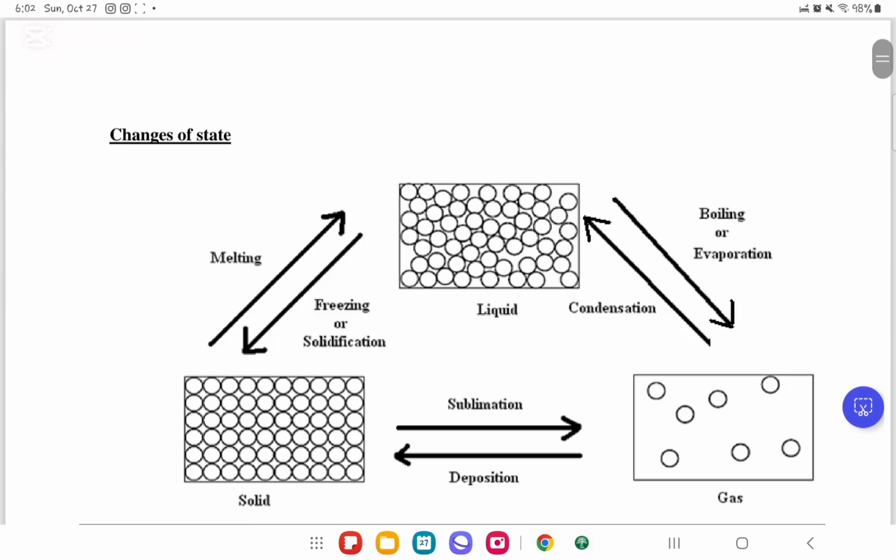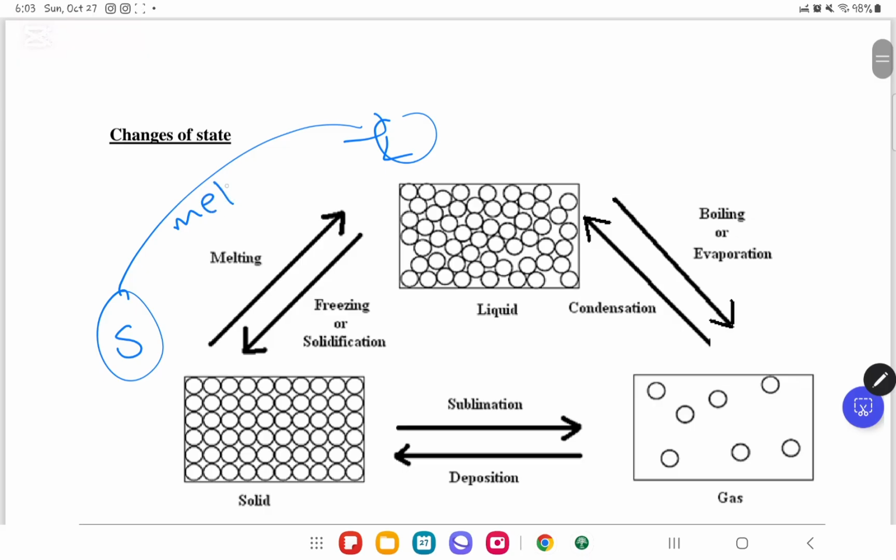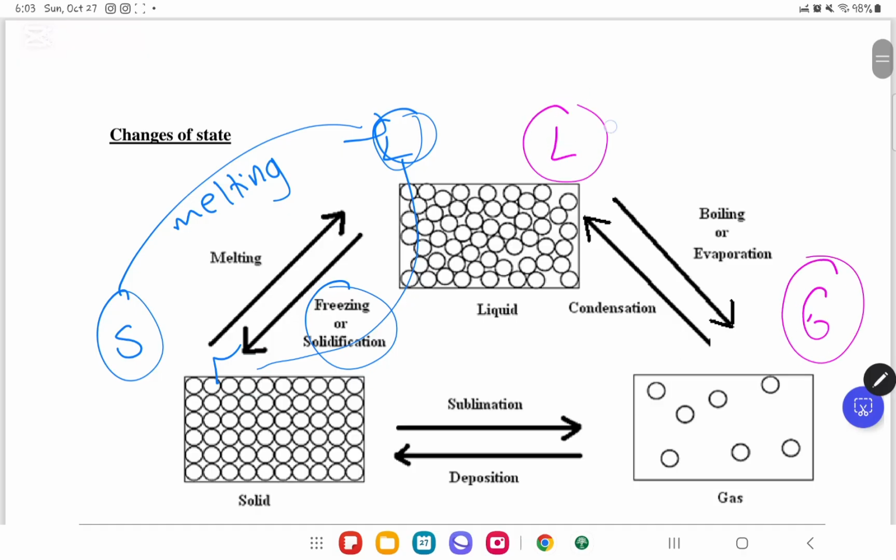So, when we're going from solid to liquid, we have two ways actually. Going from solid to liquid is called melting. Going from liquid to solid is called freezing or solidification. So very simply, we finished the liquid and solid. Now, if we're moving from liquid to gas, this is boiling or evaporation. And if we're moving from gas to liquid, this is condensation.